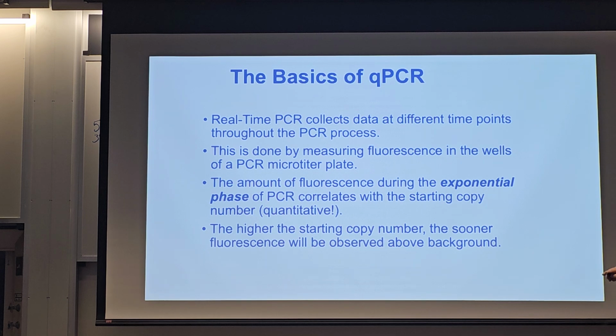There's a threshold at which the instrument can start reading how much product you have, and that's not at cycle 1 or 2 or 3, it's up around cycle 10, 11, 12, 13, 14. But that's still better than we can do by eye. Okay? Any questions about this?